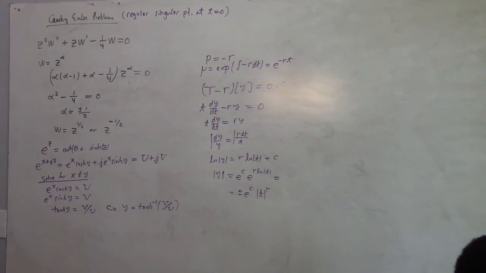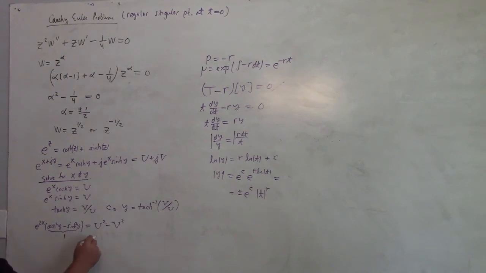And let's see here, how about this? e to the 2x times cosh squared y minus sinh squared y is u squared minus v squared. What I'm doing is squaring this and squaring that and taking their difference, factoring out the e to the x squared, which is e to the 2x. The thing is, this is straight up 1. So this gives me that 2x is equal to the natural log of u squared minus v squared, or x is equal to the natural log of the square root of u squared minus v squared. Half into a natural log gives me a square root.